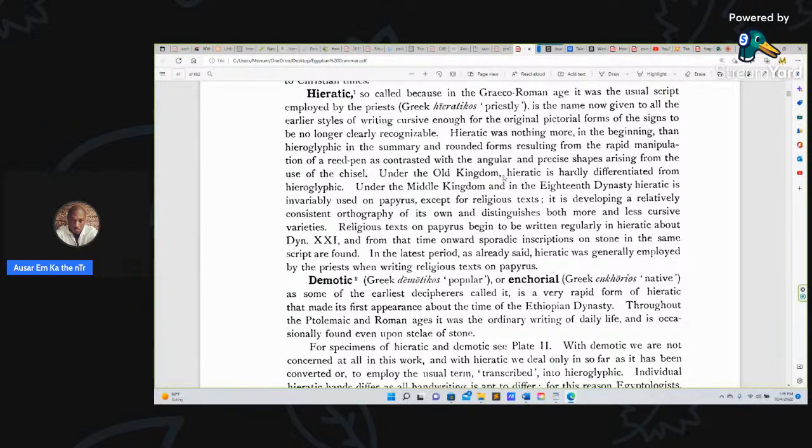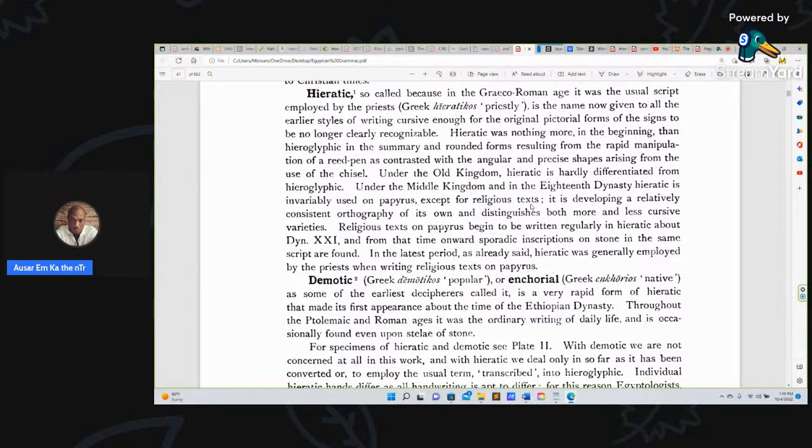Under the Old Kingdom, hieratic is hardly differentiated from hieroglyphic. Under the Middle Kingdom and in the 18th dynasty, hieratic is invariably used on papyrus, except for religious texts. So when somebody is running around, and I'm not going to say his name, we was on Sonetta with him, when somebody is running around talking about hieratic is the one, hieratic is what the priests use, hieratic is the religious text, hieratic. Let's read the sentence again.